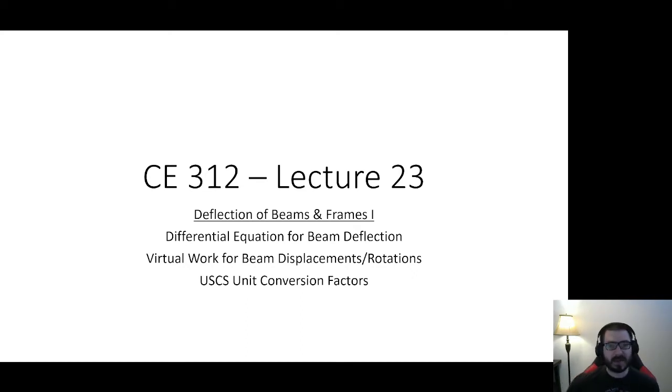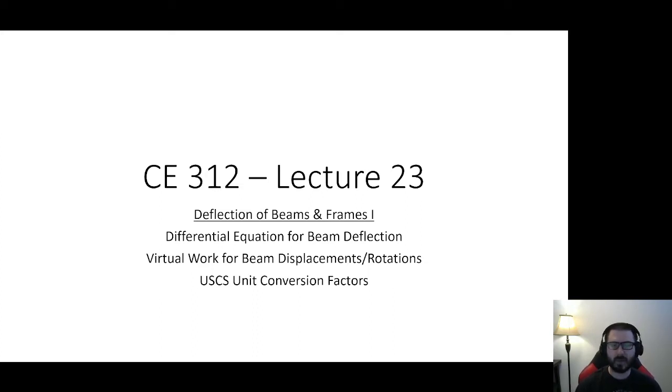Now, we have already computed deflections for trusses, and we utilized the method of virtual work. We're going to continue to use the method of virtual work for beams and frames. It's just going to be tweaked a little bit because we're dealing with moments as opposed to axial forces, and so that's going to change not only how we deal with deflection in general, but it's also going to change the section properties that we use. We're not going to use the area. We're going to use something else. So we need to take a step back and understand the differential equation for beam deflection.